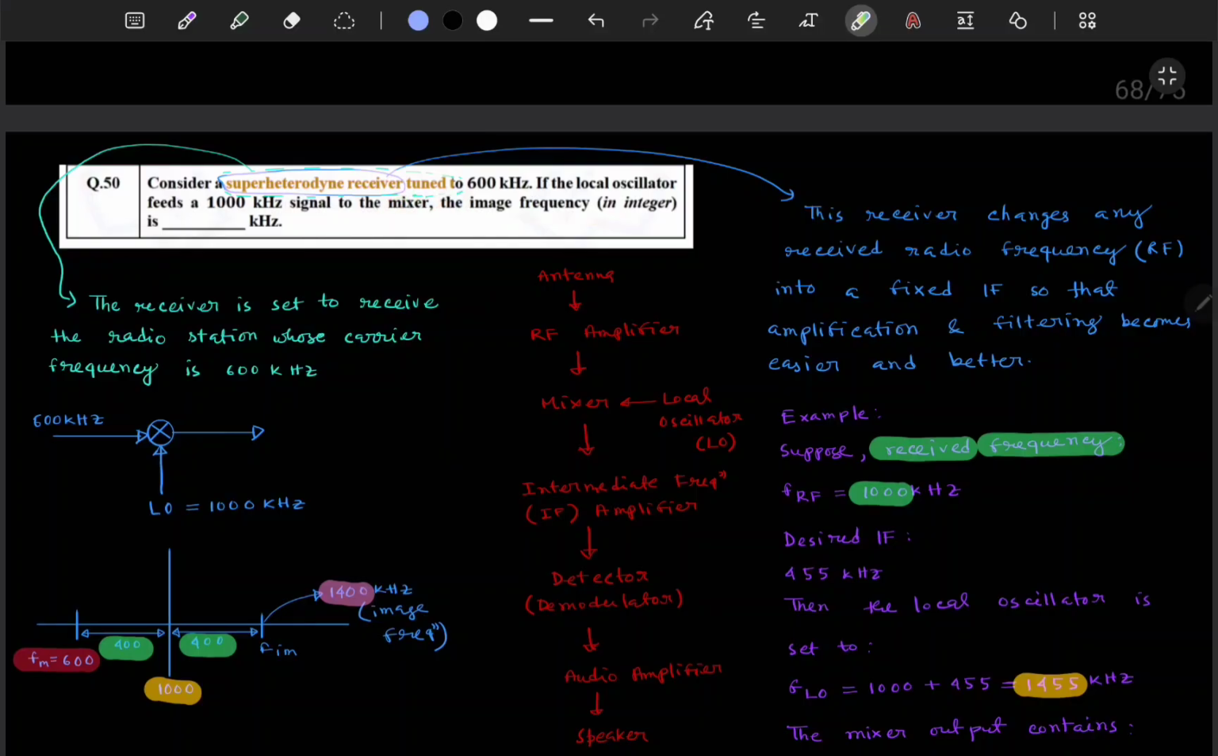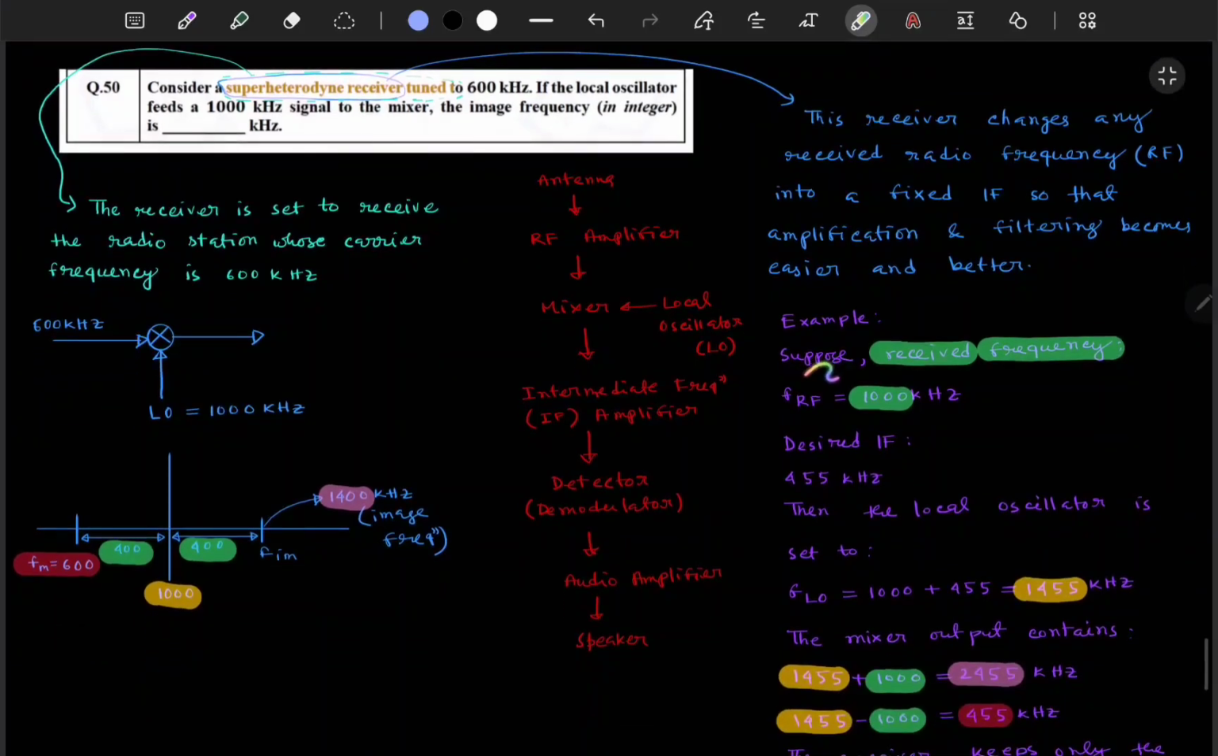Now what is a superheterodyne receiver? This receiver changes any received radio frequency into a fixed intermediate frequency so that the amplification and filtering become easier and better. I think you understand. The amplification and filtering will be easier and better if we use this superheterodyne receiver.